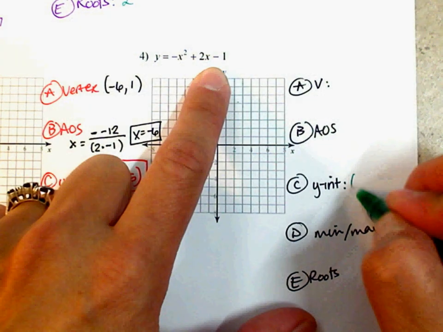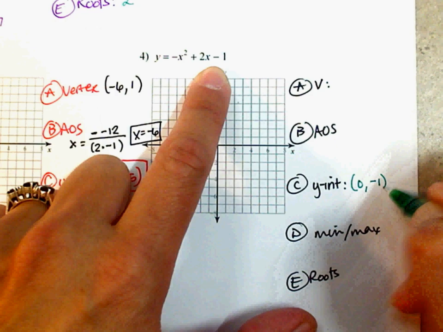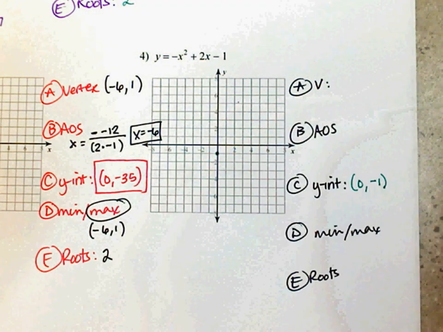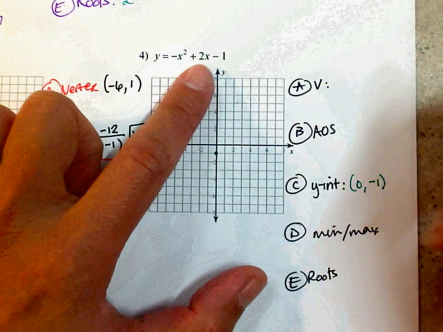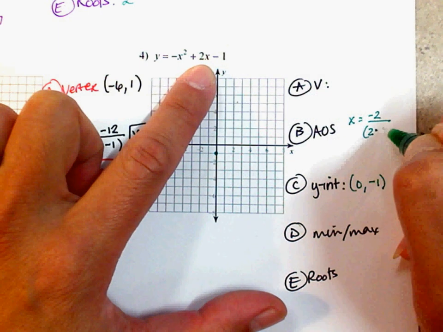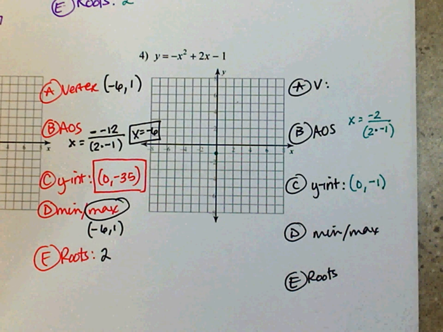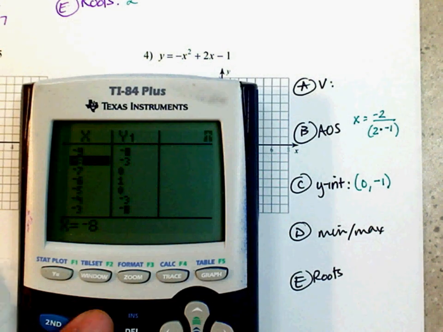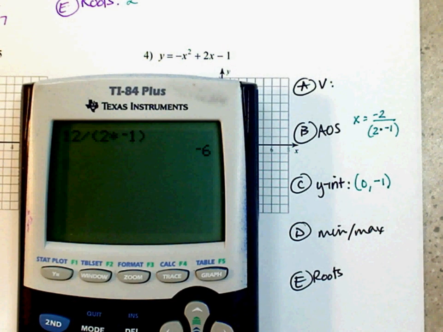0, -1. If you want to plot it, it'll be right there, okay? All right, here we go. X equals -2 over 2 times -1. Okay. So second quit, here we go. -2 divided by 2 times -1. Comes out to be X is equal to 1.